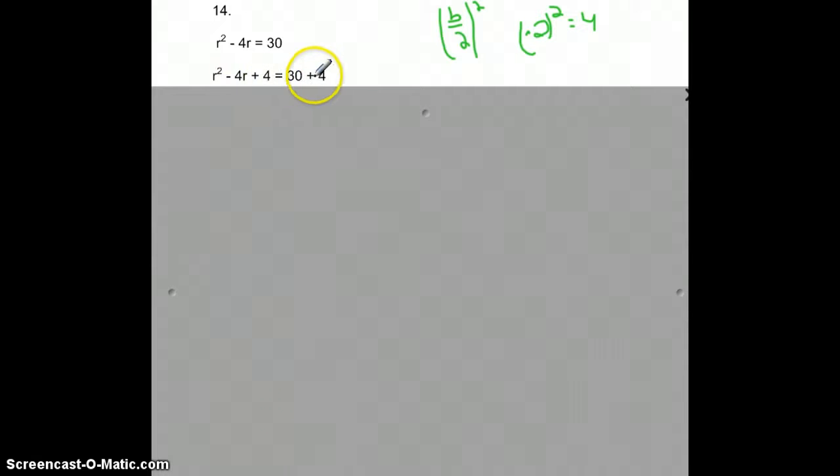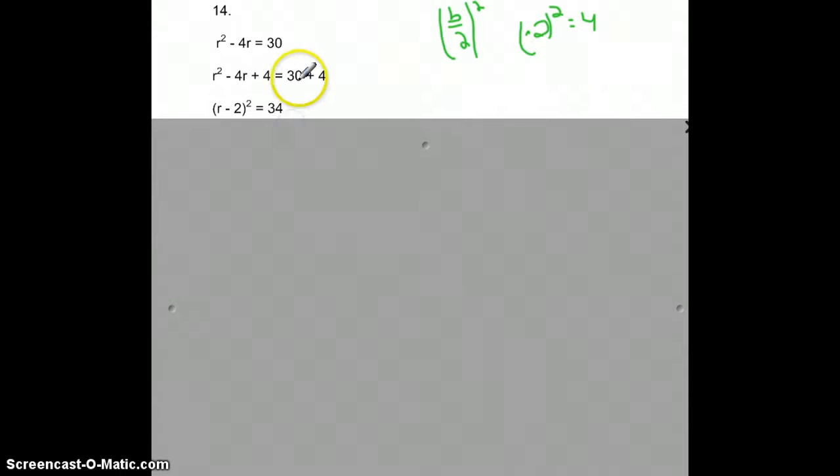Right, so I add 4 to both sides. What I do to one side, that's right, you have to do to the other side. So we add 4 to both sides, and then we look to simplify, okay? I simplify the right side here. And this is my perfect square trinomial on the left side. That's what we're aiming for. And this is what it simplifies to. Hopefully you got to that. That should not have been too difficult.